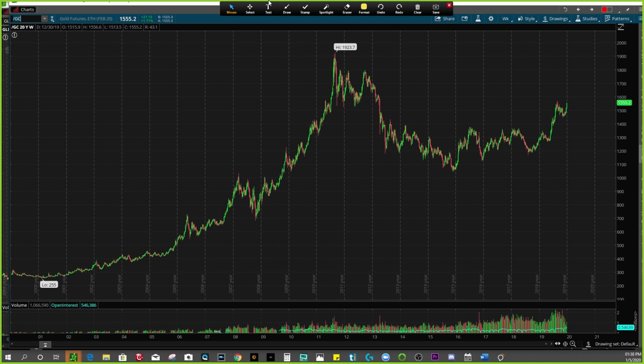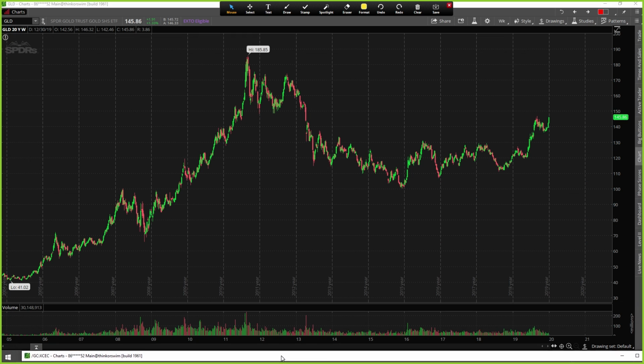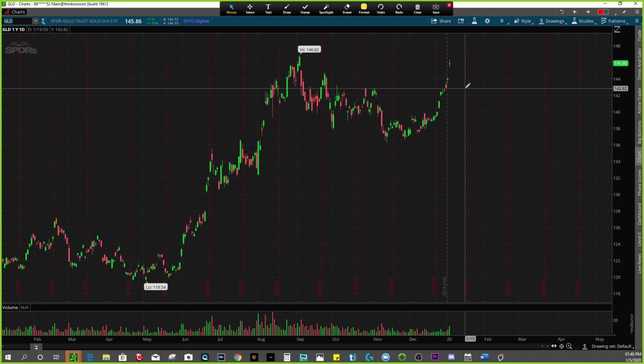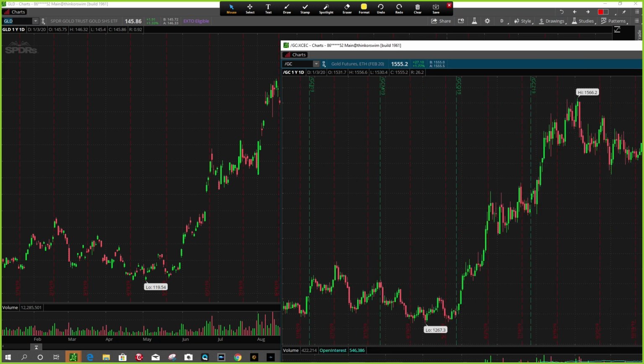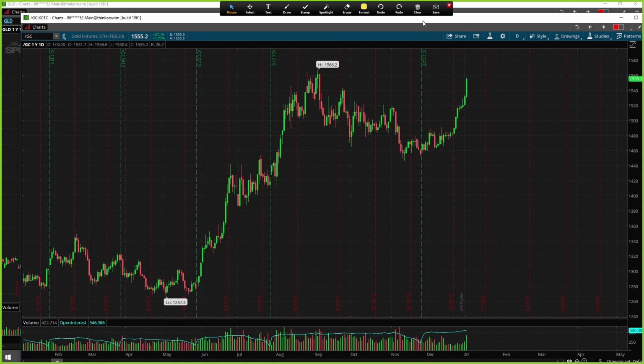This chart is the gold futures. This chart is a gold ETF. All right, guys, now what we're doing is we're looking at GLD and many of these different gold charts on a 1-year time frame. So now let's take a look at the gold futures on a 1-year time frame.